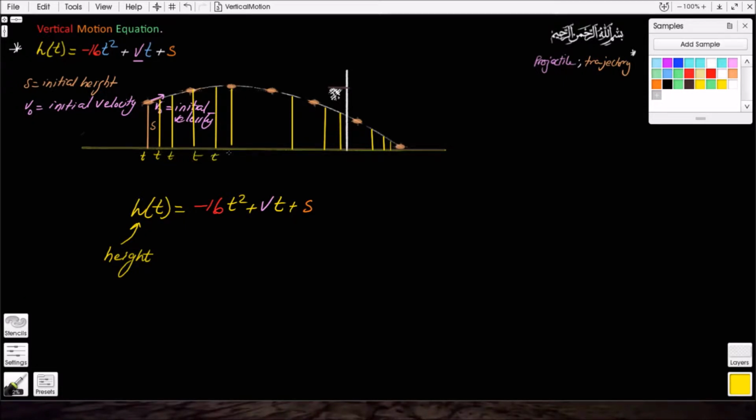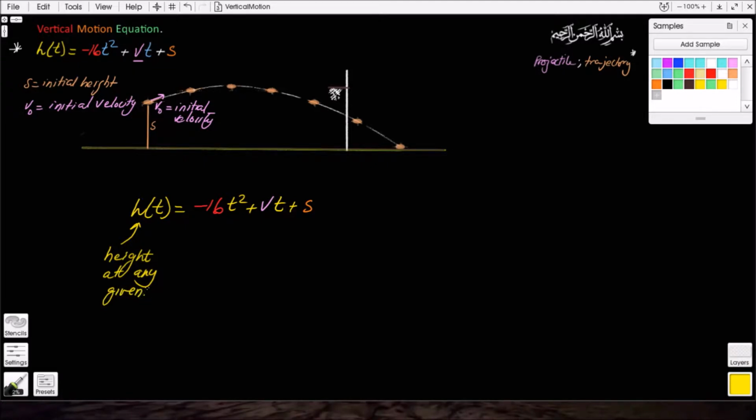Like this. So the height of the object is constantly changing. The height of this object depends on how much time has elapsed. So the motion, the vertical motion equation, tells you the height of the object at any given time.